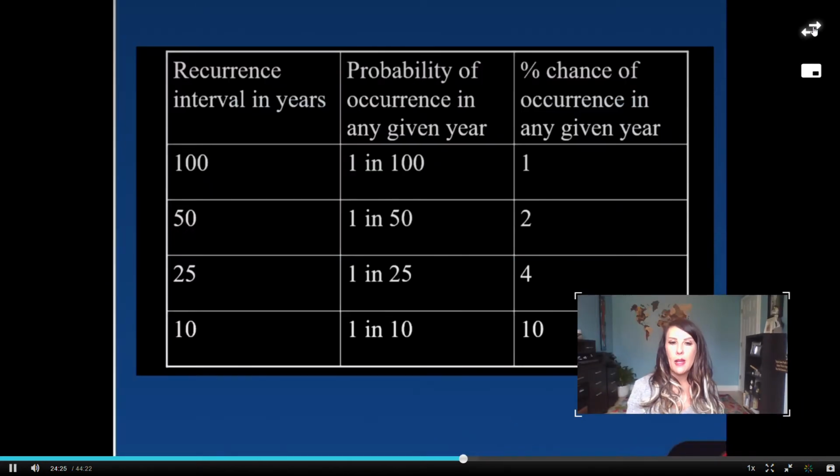So making a comparison in recurrence intervals to probability, what you need to realize is that when you have a high recurrence interval, there's always going to be a lesser probability of a chance for it to happen every year. So the likelihood of a 100-year flood happening every single year is less than 1%. However, when we have a recurrence interval of 50 years, there's a 2% chance. Recurrence interval of a 10-year flood, the probability is 10%.